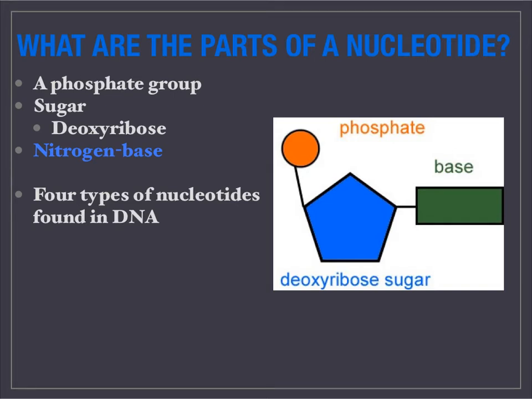The three parts of a nucleotide are a phosphate, sugar, and nitrogen-containing base. The sugar is called deoxyribose sugar, and there are 4 different types of nucleotides found in DNA, which we'll get to in the next slide. These are held together with covalent bonds between the phosphate and sugar, and covalent bonds between the sugar and the base as well.